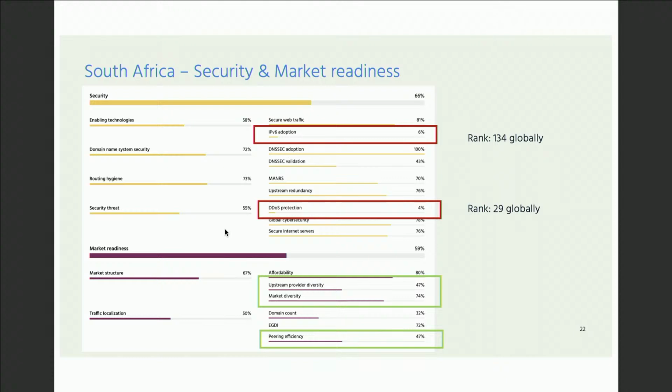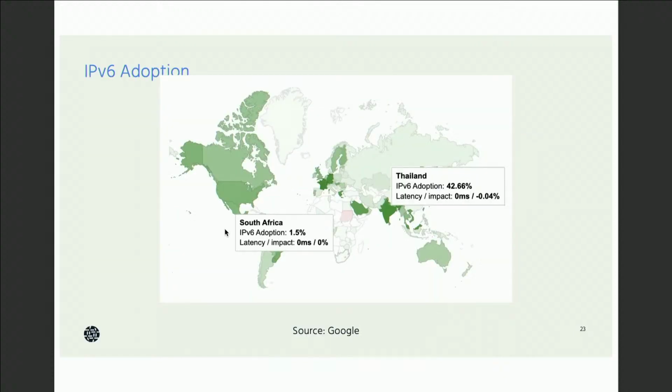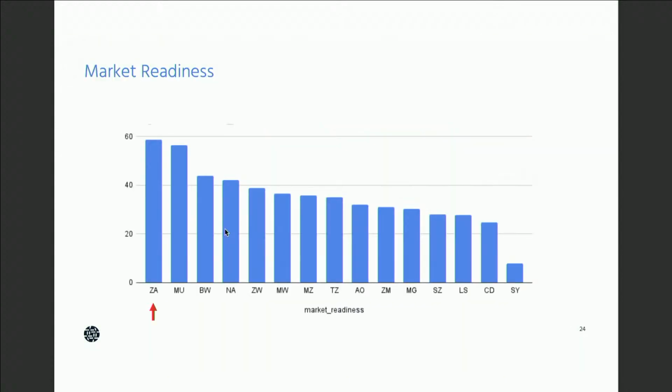Your market is quite well balanced in terms of the number of players and in terms of peering as well. This is the very sad picture of IPv6 adoption. Only 1.5% are seen by Google, as opposed to 42% in Thailand. As I mentioned, South Africa is doing quite well in terms of market readiness, and this is because affordability of internet services is good, peering is good, market diversity is good.